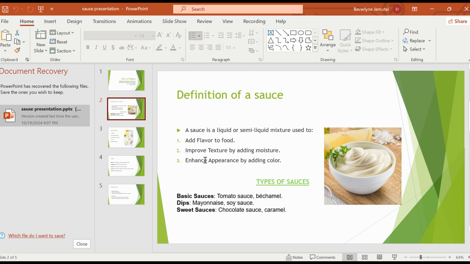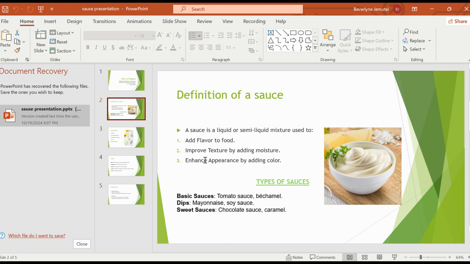A sauce is a liquid or a semi-liquid mixture used to add flavor to food. It is used to improve texture by adding moisture. You see, when you are taking, let us say, a roasted lamb or a roasted beef, anything which is dry, it needs a sauce to add moisture. I think you all understand the enhancement of moisture in a dry food.